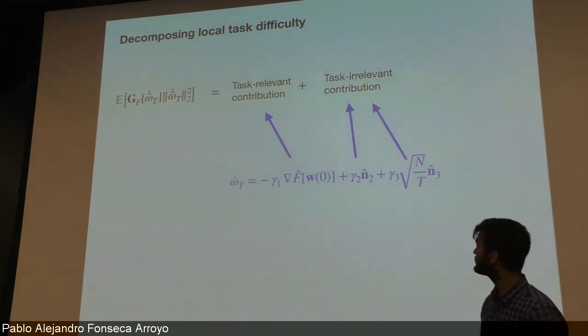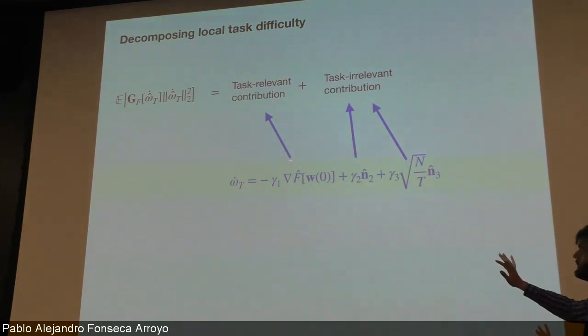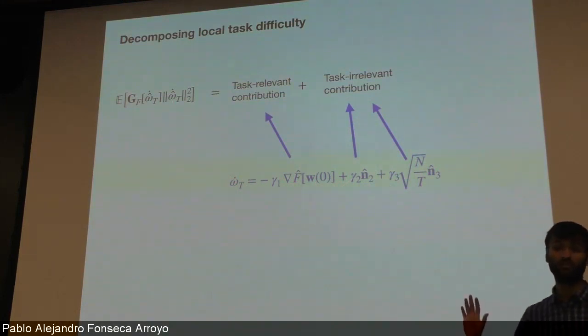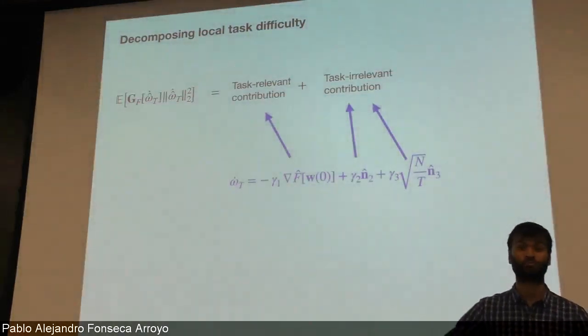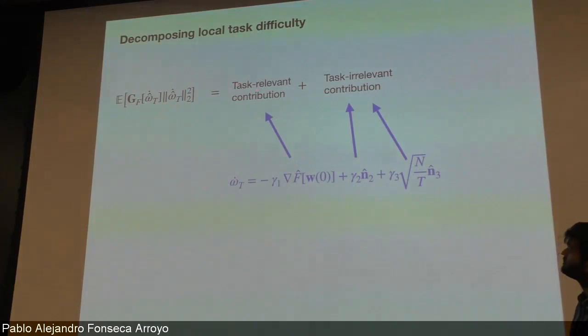Anyway, I had this formula, the formula we were just looking at, which is generically decomposing synaptic plasticity into good and bad plasticities. And I'm going to substitute it into this local task difficulty thing that I made up. I'm going to decompose local task difficulty into a task relevant contribution and a task irrelevant contribution.